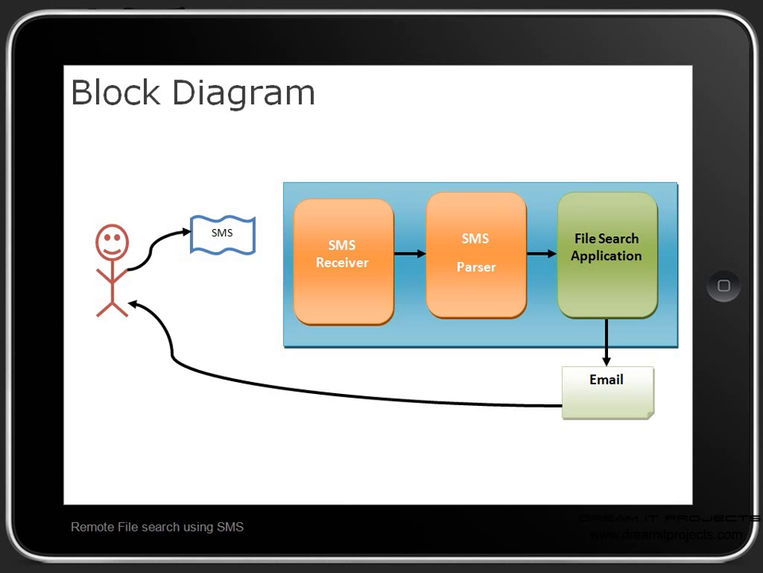Contains means it will find, let's say for example, I say my file name contains XYZ. It will mail me all those files which have XYZ in the file name. So we have all these options provided. It will check whether the message is in a proper format or not.